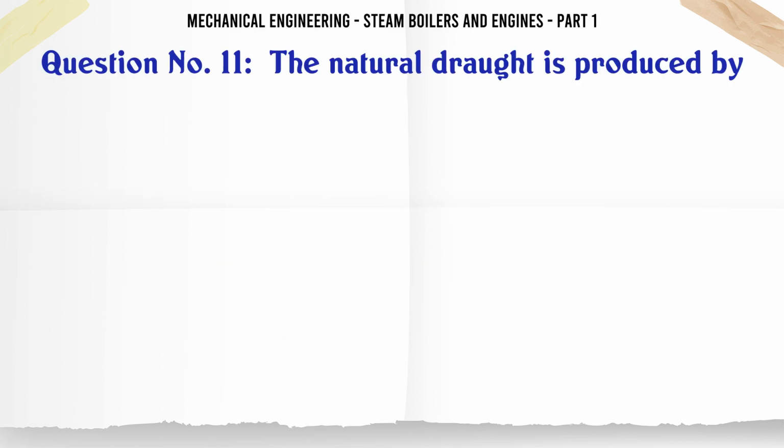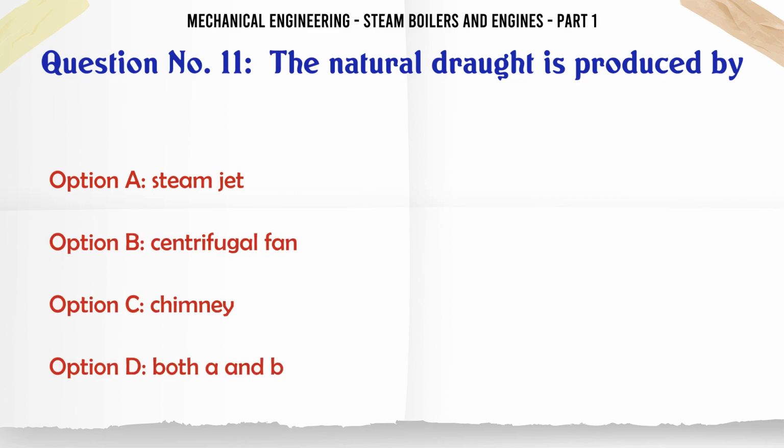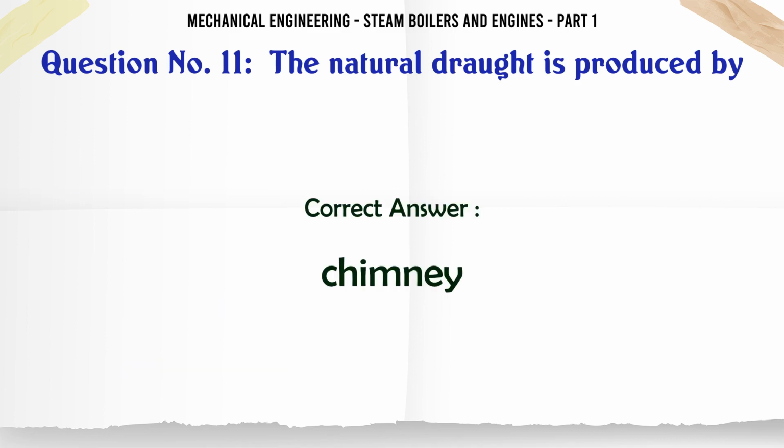The natural draught is produced by: A. Steam jet. B. Centrifugal fan. C. Chimney. D. Both A and B. The correct answer is chimney.